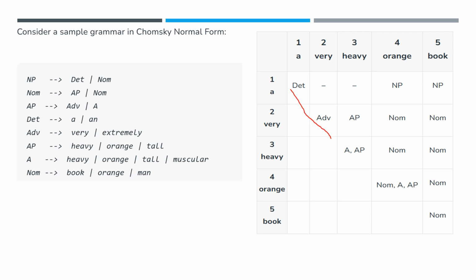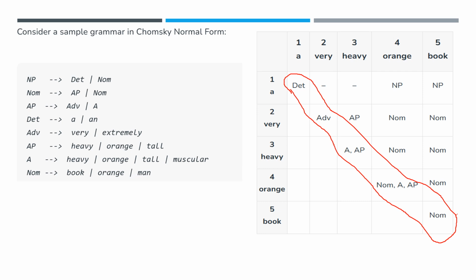So first we need to fill the diagonal. For filling this diagonal, we have this terminal A. For this terminal A, the rule that can be evoked is the determiner only. So we'll be writing determiner here.